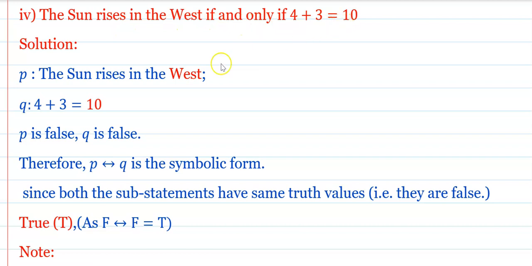equals 10. The first statement, the sun rises in the west, is false. 4 plus 3 equals 10 is again false. P is false, Q is false. And therefore P double implication Q is the symbolic form. Since both sub statements have the same truth values, that is, they are false, therefore F double implication F. If both are the same, then it is true. And hence, the truth value of this statement is true.